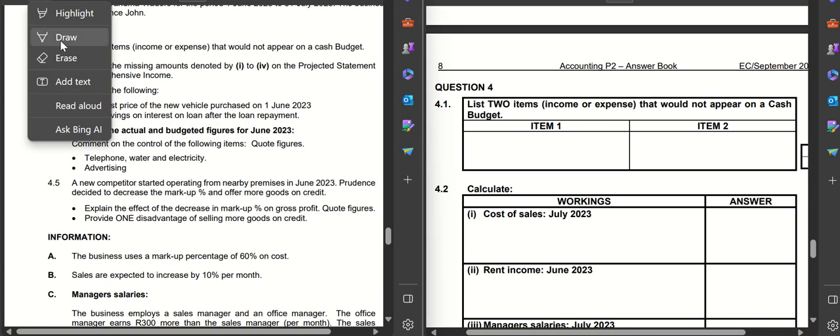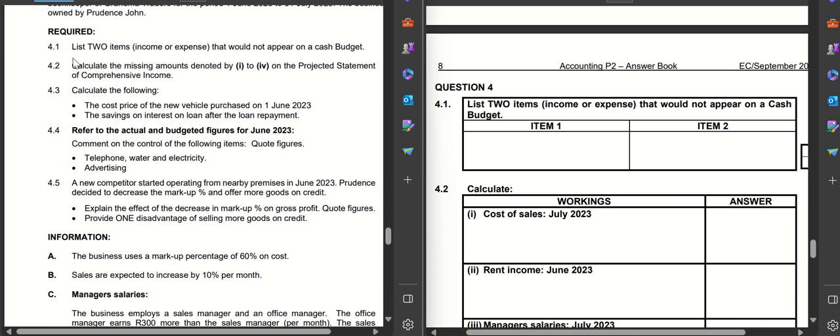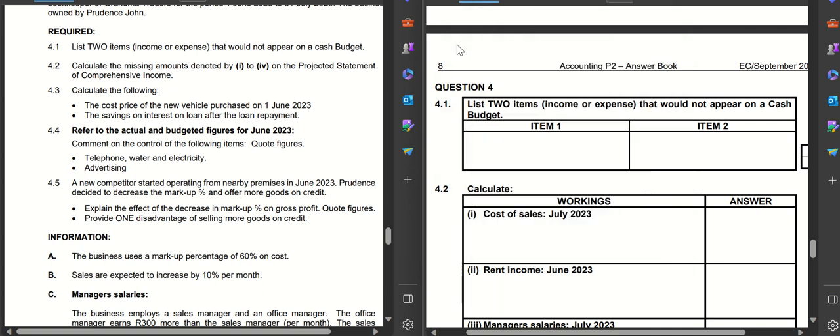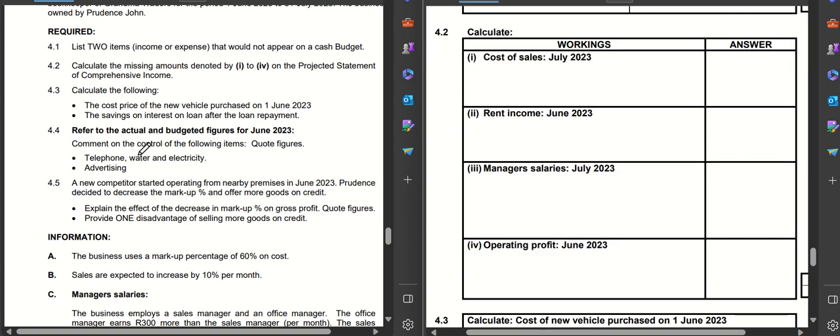If you look at what we have here, the first question, which is 4.1, lists two items of income or expense that will not appear on a cash budget. So those ones are easy for you to do. I'm not going to do that for you. You should just go and study on those ones. I think you find them in many of the workbooks that you have been provided throughout the year.